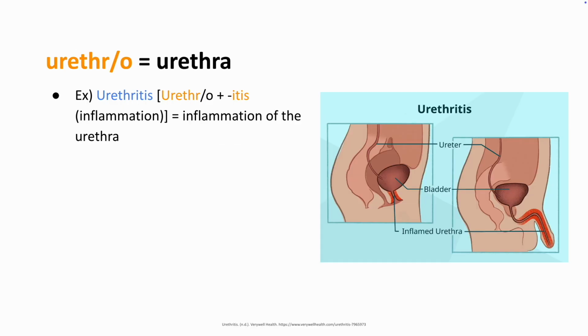So urethral is the combining form for urethra. Pretty straightforward. I think every term in this lecture is very straightforward. So one example is urethritis. Urethro plus itis, inflammation of the urethra. So the urethra is the duct or tube leading from the bladder to the external portion, so you can actually excrete out your waste product. And urethritis is the inflammation of that urethra.